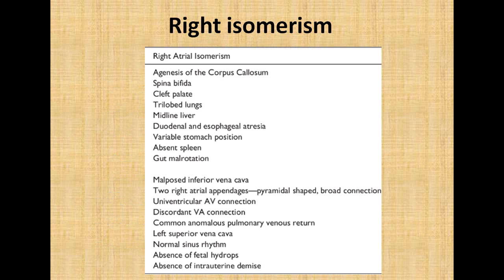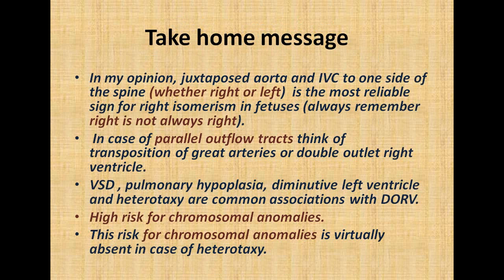Right isomerism comprises a group of findings such as agenesis of the corpus callosum, spina bifida, cleft palate, trilobed lungs, midline liver, duodenal and esophageal atresia, variable stomach position, absent spleen, gut malrotation, malposed inferior vena cava, two right atrial appendages, pyramidal shape, broad connection, univentricular AV connection, discordant VA connection, total anomalous pulmonary venous return, left superior vena cava, normal sinus rhythm, absence of fetal hydrops, and absence of intrauterine demise.